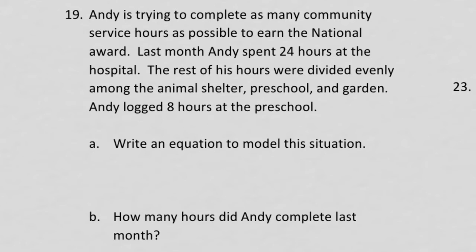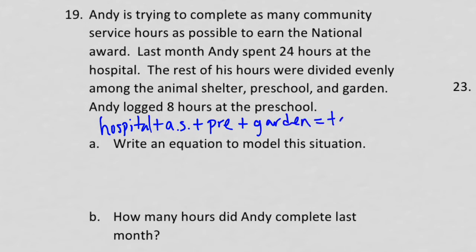So he spent time at, I'm going to write this down just so I can keep everything straight, hospital, and also at the animal shelter, we'll call it the AS, and also at the preschool, we'll just call it pre, and also at the garden, we'll call it garden. It's not that long of a word. And that gives him his total hours for the month. Some hours at the hospital, some hours at the animal shelter, some hours at the preschool, some hours at the garden. That gives him his total. Write an equation to model this situation, okay?